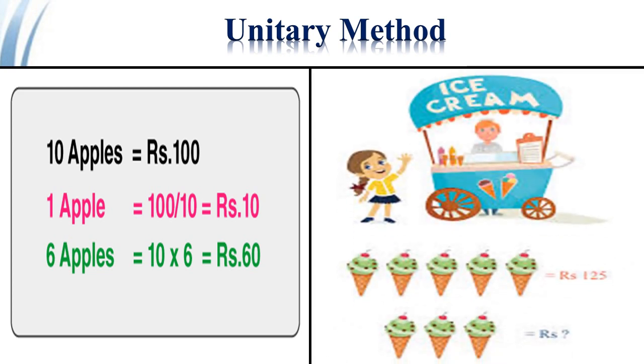Then another picture is here. Look at this one. 5 ice creams equal 125 rupees. Now we want to find the cost of 3 ice creams, isn't it? So first we want to find the cost of 1 ice cream. Then we can multiply by 3 and we will find the answer. So 1 ice cream cost is 125 divided by 5, we get 25. Now the cost of 3 ice creams is 3 multiplied by 25, we get 75.